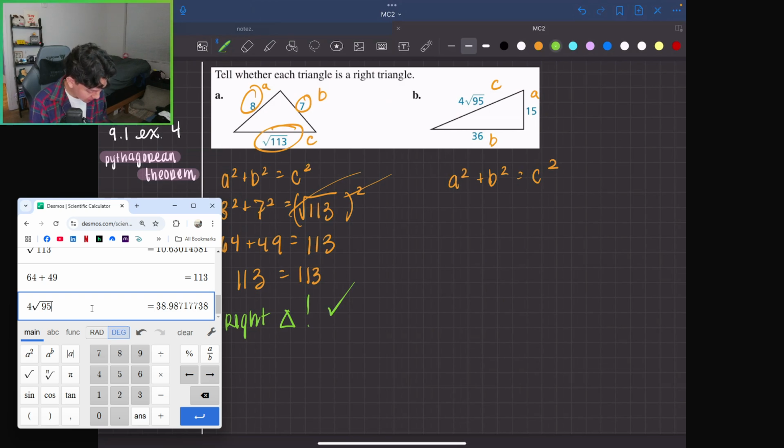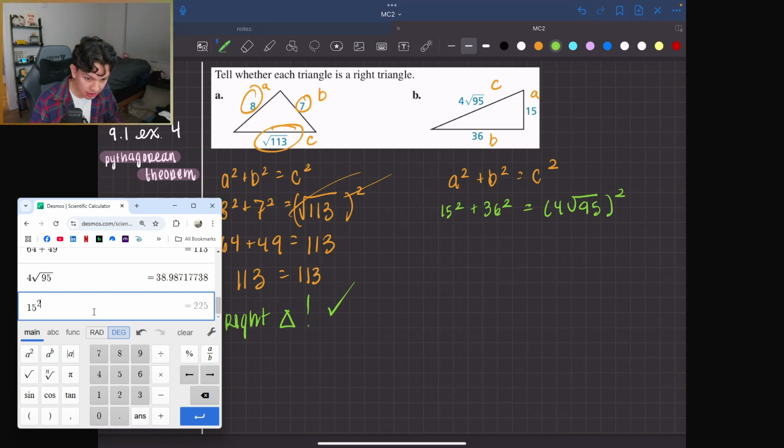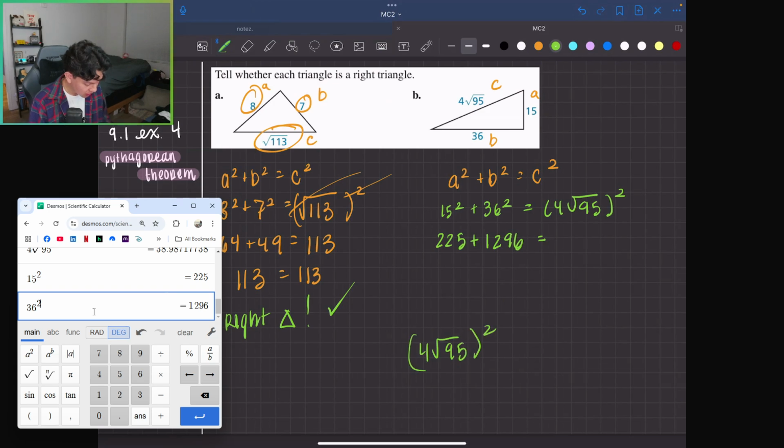So A squared is now going to be 15 squared plus 36 squared equals 4 root 95 squared. Cool. I don't know these off the top of my head. So 15 squared is going to give us 225. 36 squared is going to give us 1,296. And then this is the tricky thing right over here. So 4 root 95 squared is the same thing as 4 root 95 times 4 root 95.